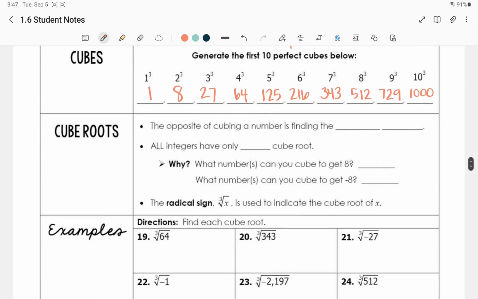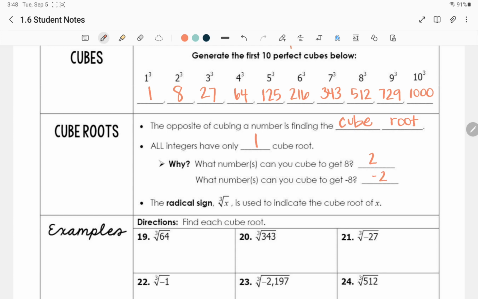The opposite of cubing a number is finding the cube root. That means the root number, the base number of what you have. And all integers have only one cube root. They can't have multiple numbers as a root. Only one. Why is that? What numbers can you cube to get 8? You can only cube it using 2. That means 2 times 2 times 2, cube. And then what numbers can you cube to get negative 8? That would be negative 2.